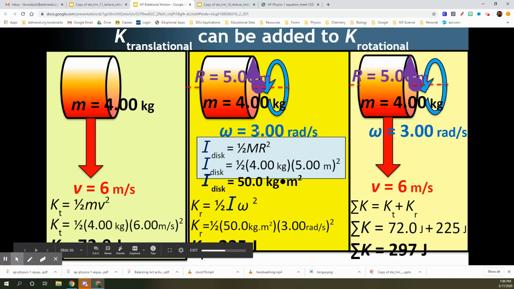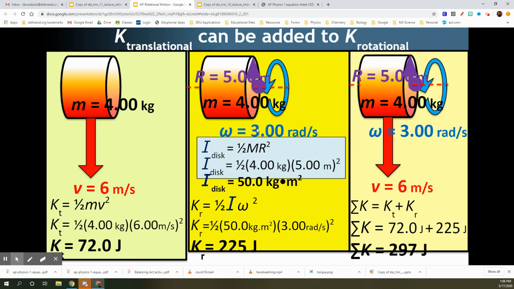Okay, so yesterday we did this slide and we did some calculations. So you're going to see the work that's already shown. But the main concept that we talked about last class was that translational kinetic energy can be added to rotational kinetic energy. This is for situations where you have something that has a linear velocity and something that has a rotational velocity as well.